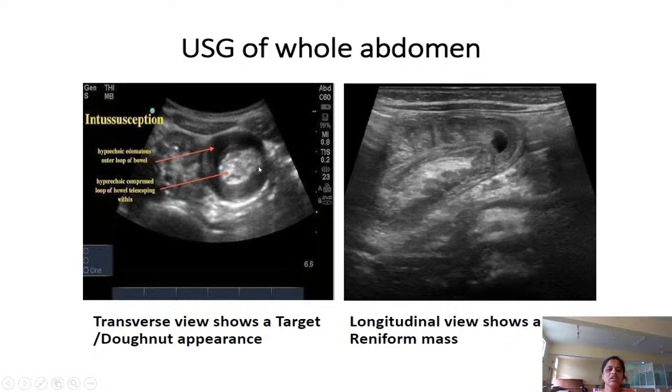And here this is the hypoechoic edematous outer loop of the bowel, and the hyperechoic compressed loop of bowel telescoping within, which is going in. So this is the target sign or the donut sign, and this is the longitudinal view showing the reniform mass here.